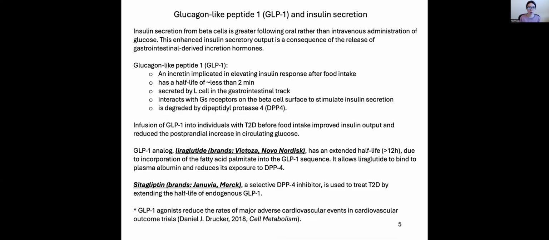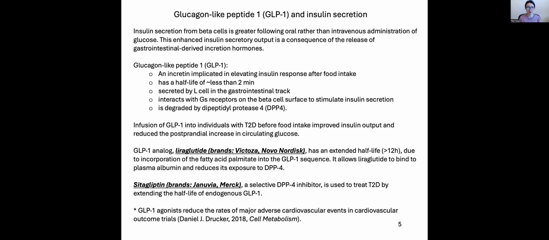We talked about GLP-1. It stands for glucagon-like peptide 1. So what is its role in insulin secretion? We just mentioned that GLP-1 is going to activate GS and enhance insulin secretion. So where does the GLP-1 come from?